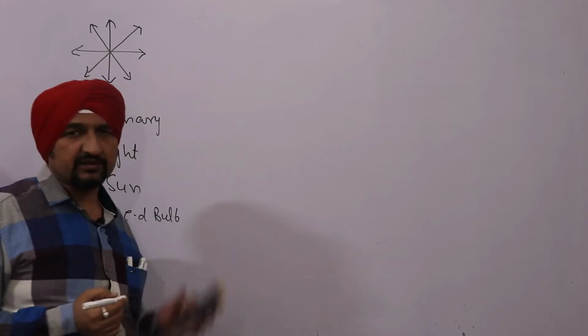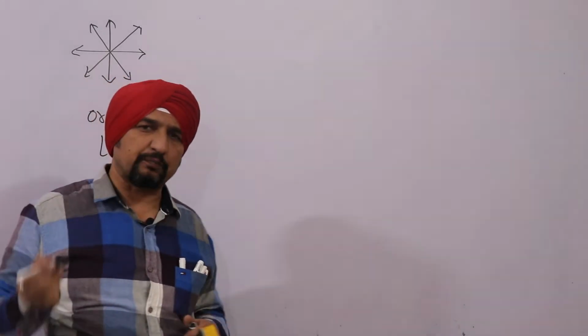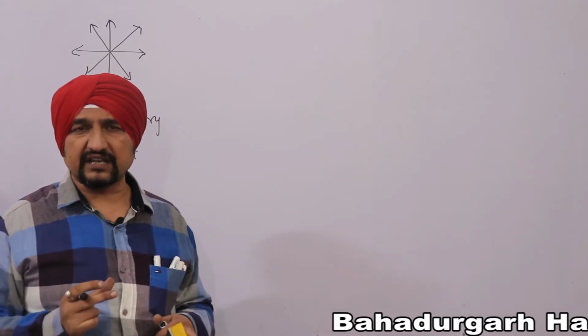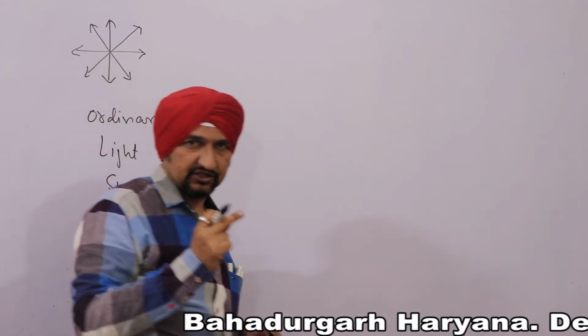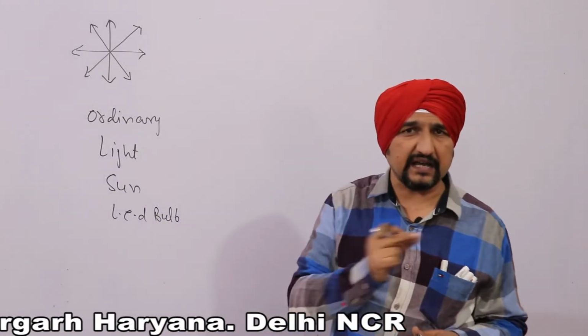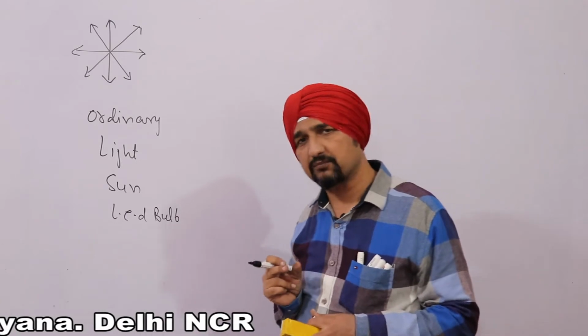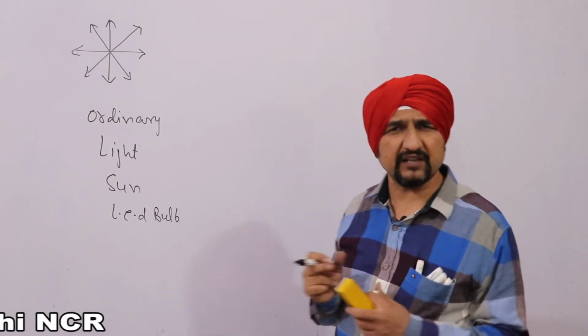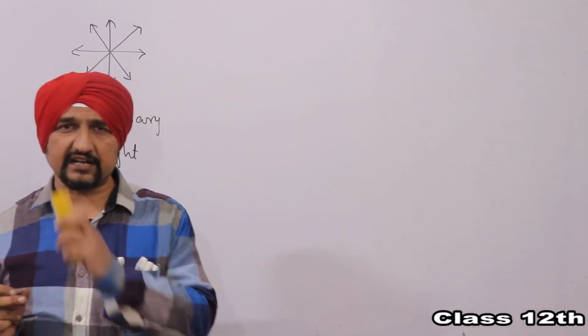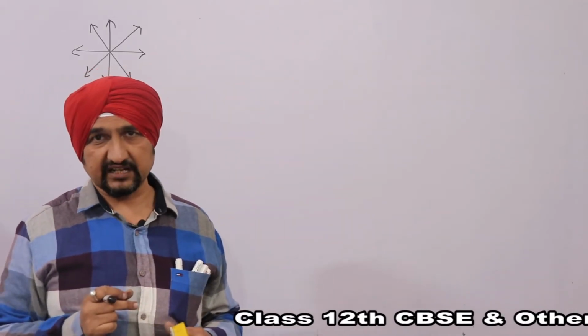Students, when this ordinary light is allowed to pass through a nickel prism, the vibration of photons is restricted to a single direction, and such light having vibration of photons only in one direction is known as plane polarized light. Now students, what is plane polarized light? The light having vibration only in one direction is known as plane polarized light.